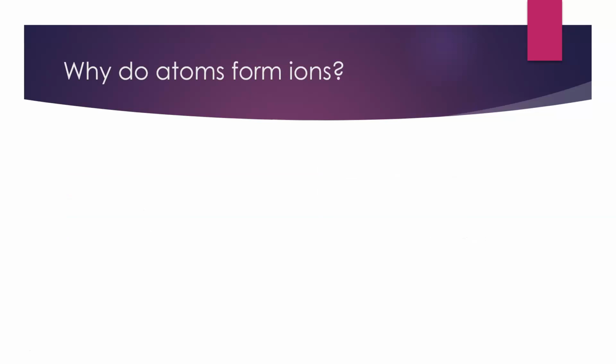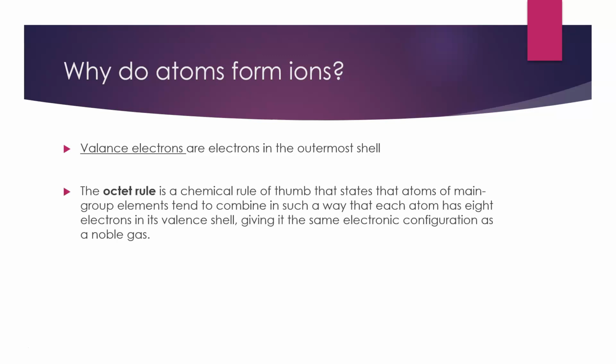So why do atoms even form ions? Those valence electrons that we've already talked about are those outermost electrons. Of all the electrons that an atom has, these are the ones the farthest outside. And they are all trying to meet what is called the Octet Rule, which is a chemical rule of thumb that states that atoms of main group elements tend to combine in such a way that atoms have 8 electrons in their valence shell, giving it the same configuration as a noble gas.